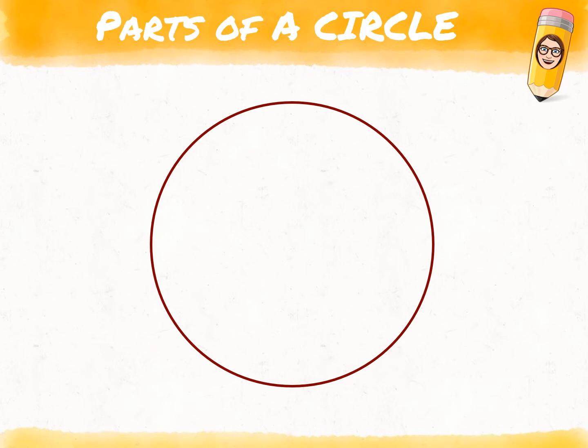Quick review of the parts of a circle that we're going to need today. Specifically, we're going to use the radius, which we have used in many equations previously, and the center. The difference today is we're going to have the center as a coordinate point on a graph.